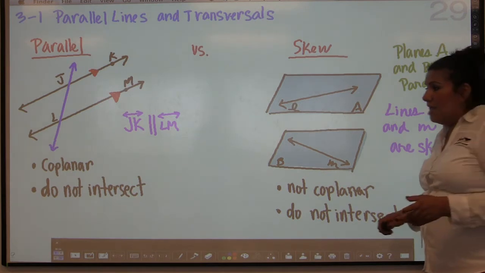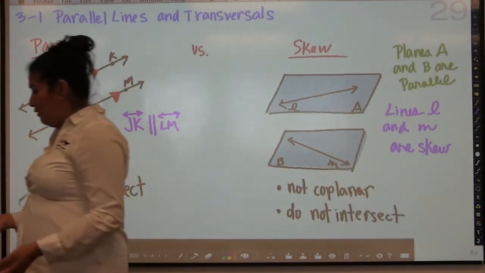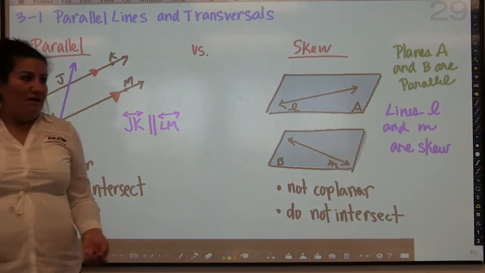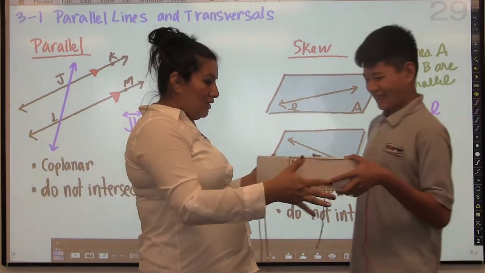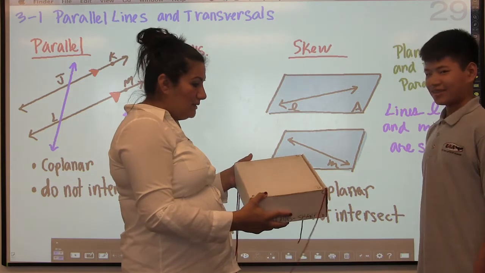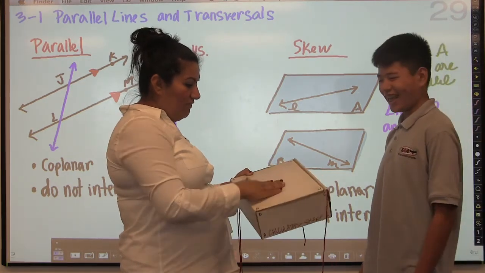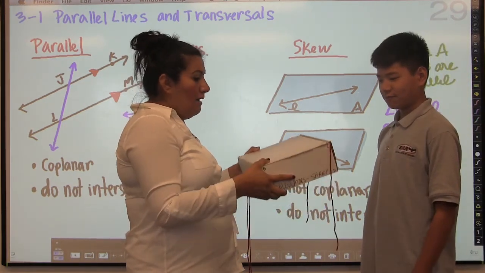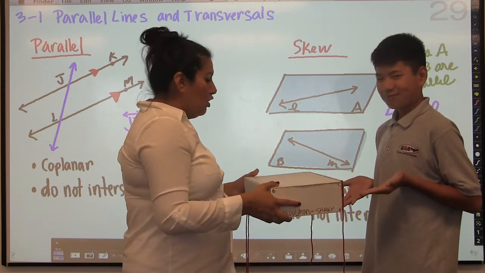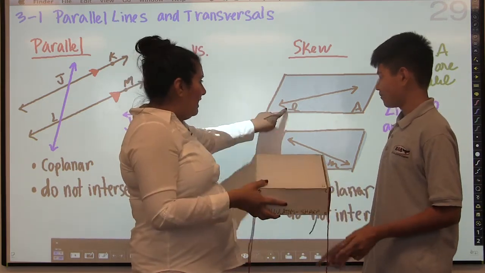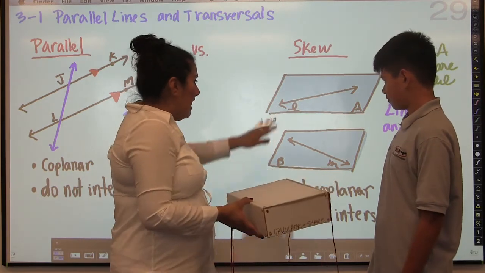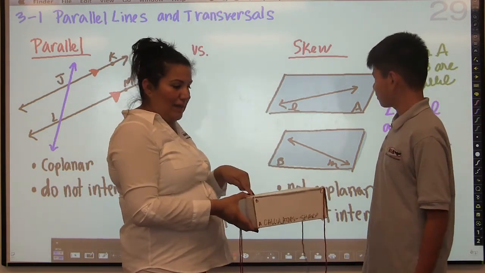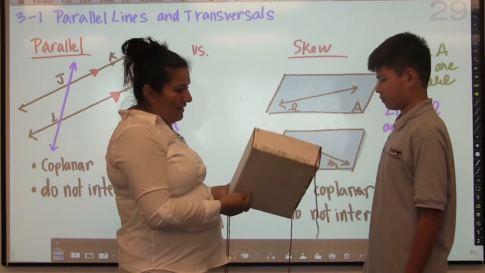People always forget these. And so I'm going to ask my volunteers to come up here and help me show you another situation that can happen with skew lines. So here we have a three-dimensional box. And so obviously all of the flat surfaces of this box are planes. And so again, if this was plane A and the bottom of the box was plane B, then line L would just be drawn on plane A and line M would be drawn on plane B and they'd never touch.